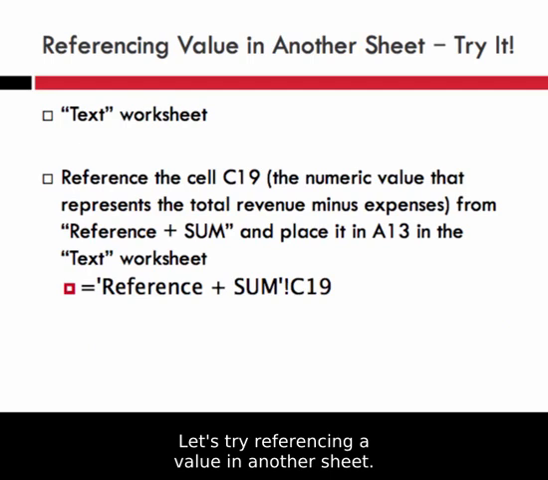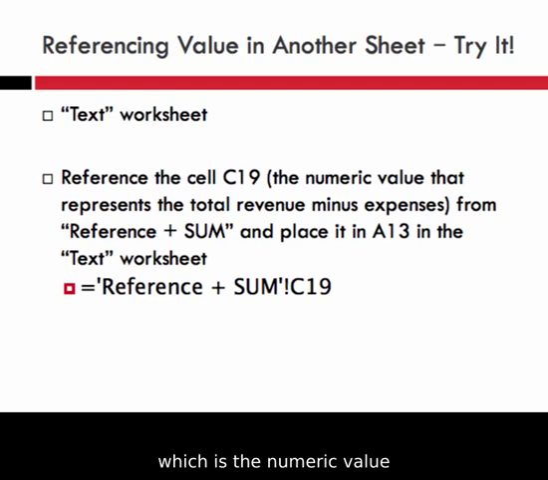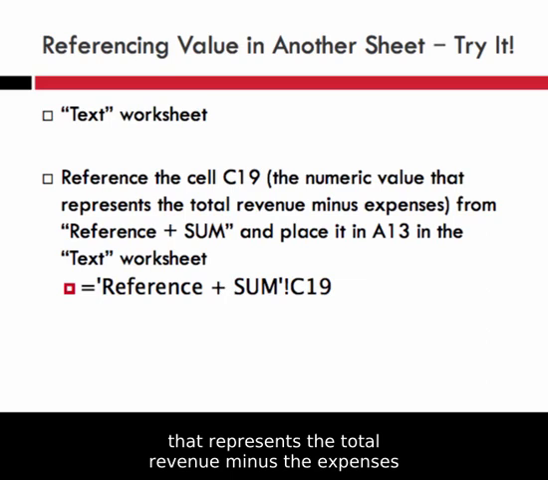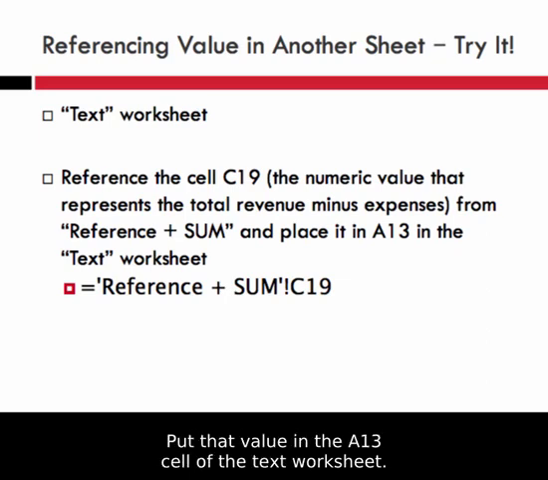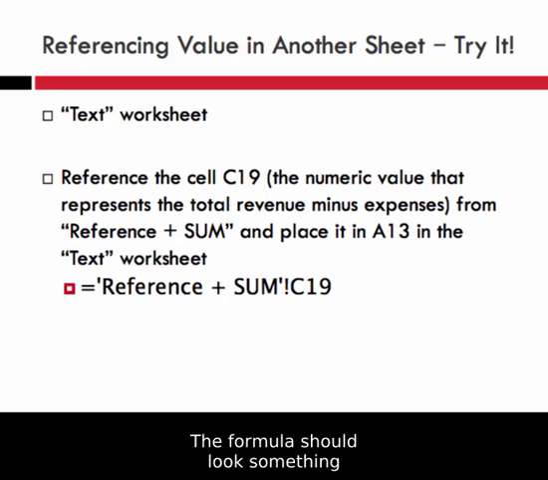Let's try referencing a value in another sheet. Go to the text worksheet and reference the cell C19, which is the numeric value that represents the total revenue minus the expenses from the reference plus sum worksheet. Put that value in the A13 cell of the text worksheet. The formula should look something like the formula provided on this slide.